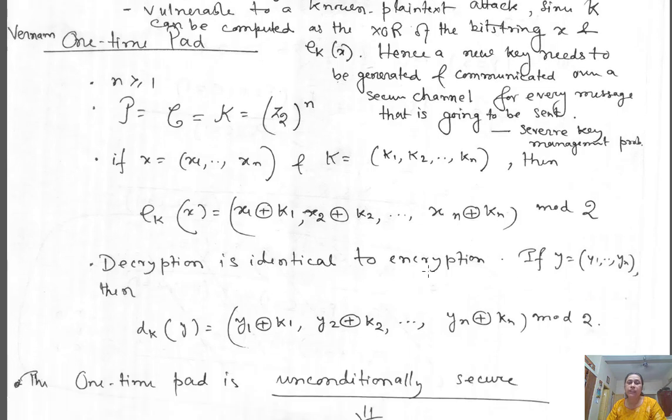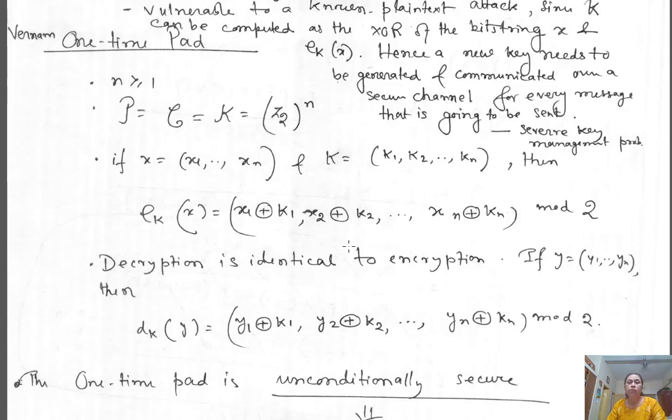And decryption is identical. The decryptor knows the key and the ciphertext. So he can simply XOR the first component with k1 and recover x1, XOR the second component of the ciphertext with k2 and recover x2, and like that he can recover xn. So decryption is simple, similar to encryption.